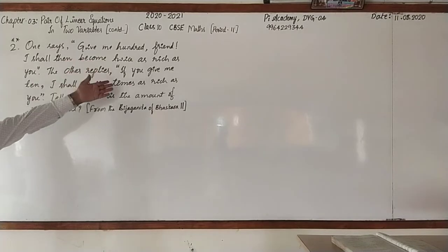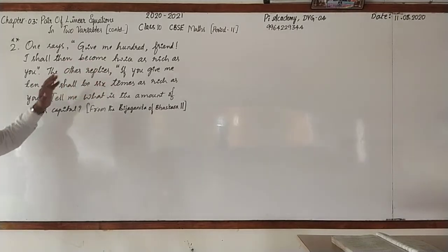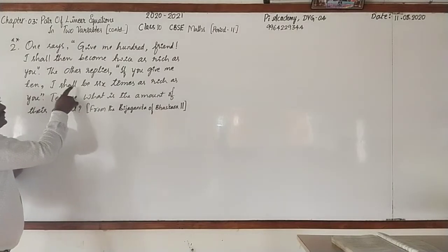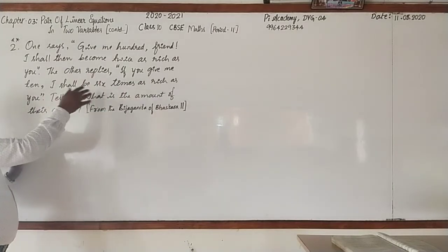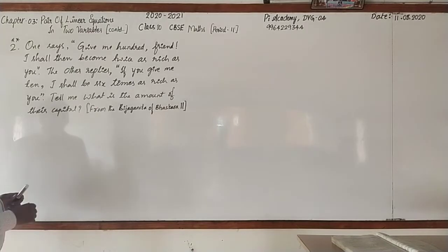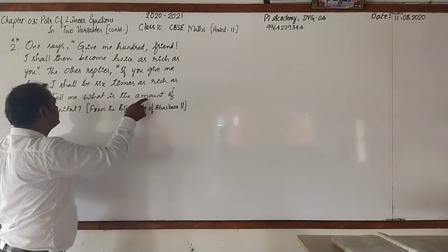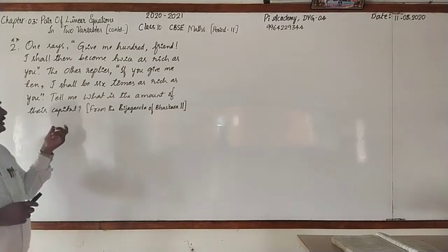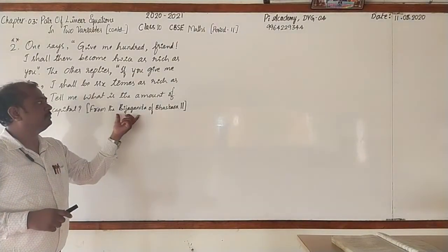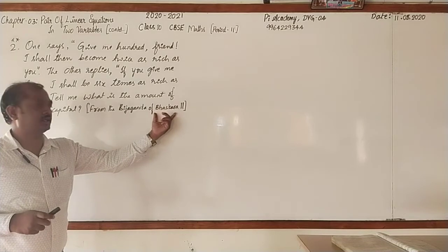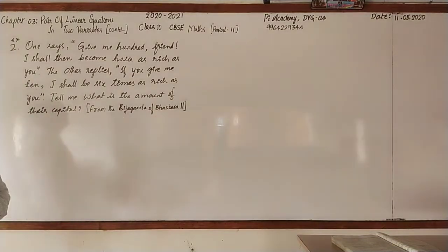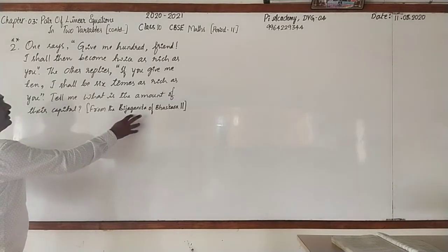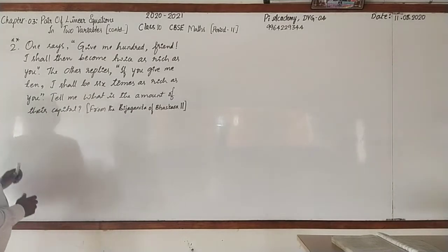Then the other replies. The second friend will reply to the first one: if you give me 10, I shall be 6 times as rich as you. Then tell me what is the amount of their capital. Do you know? This problem has been taken from Bijaganita of Bhaskara II. Bijaganita is nothing but algebra. It is a Sanskrit name for algebra.